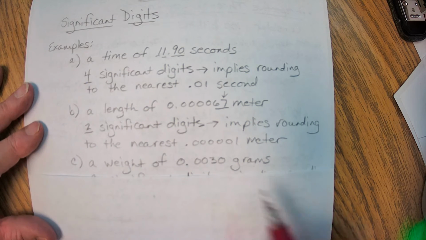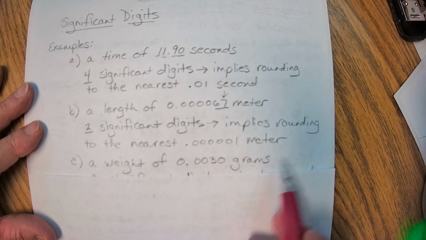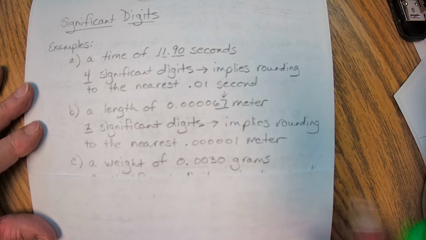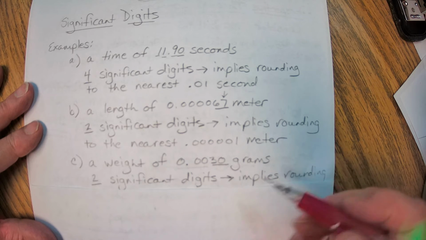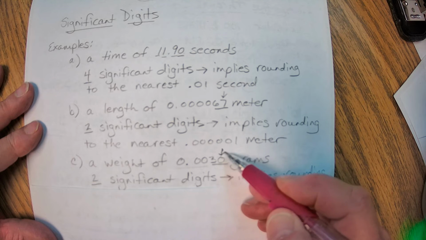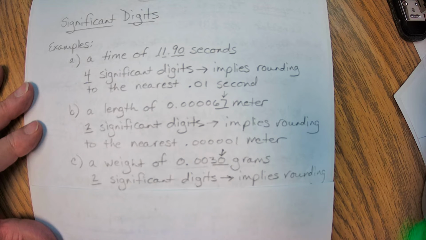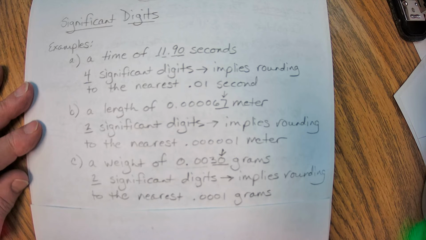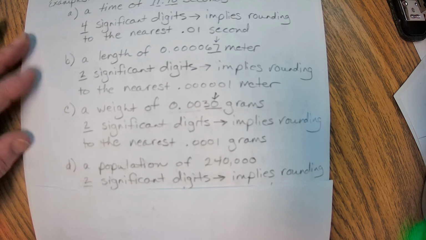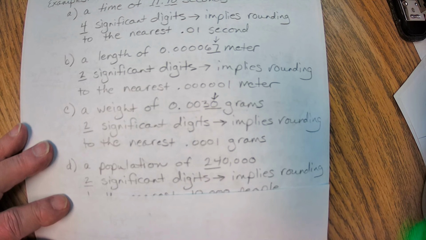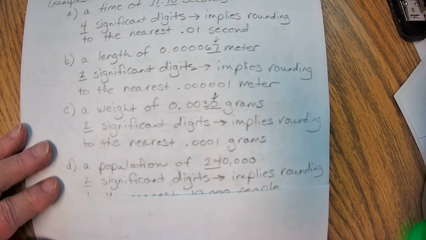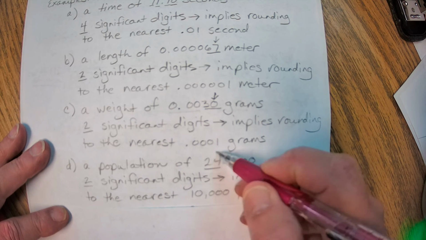A weight of 0.0030 grams. Remember, these leading zeros are not significant, this one is. So there are 2 significant digits, and this implies rounding to the nearest 10,000th of a gram. A population of 240,000, there are 2 significant digits, and this implies rounding to the nearest 10,000 people.